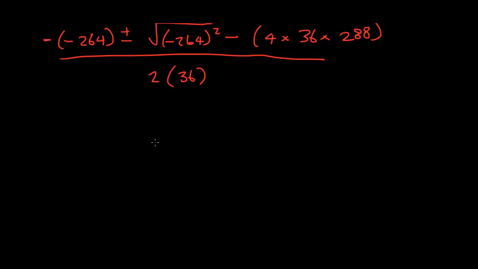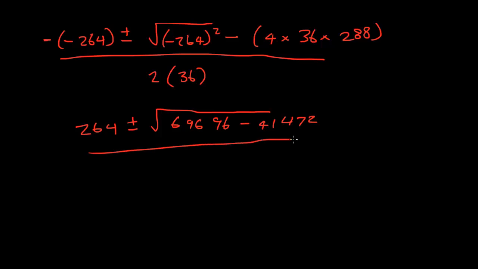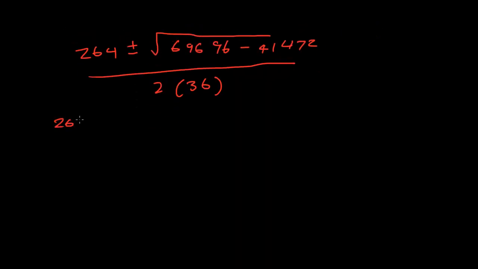We should end up with something like this. So we'll have a positive 264 plus minus square root of 69696, great number, minus 41472, over 2 times 36. So we can simplify this further. Going down, we have 264 plus minus, well, the square root of that is just 168, over 2 times 36, so that's just 72.